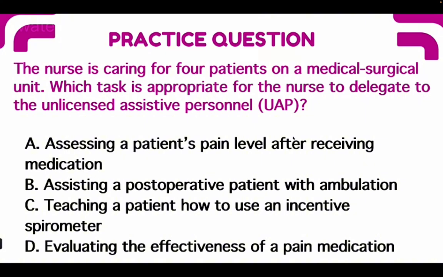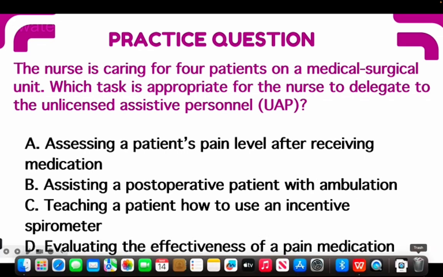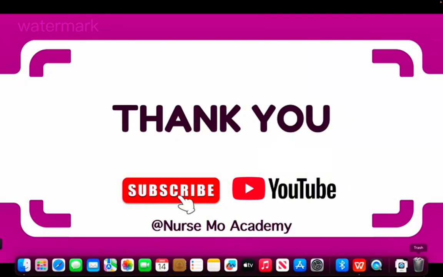The correct answer to this question is option B, assisting a post-op patient with ambulation. This is because doing this is a simple activity of daily living. It doesn't require any nursing judgment. It doesn't require any clinical judgment. So it can safely be delegated to a UAP. The other options, option A, option C, and option D, involve assessment, teaching, and evaluation, which must be performed by the RN.